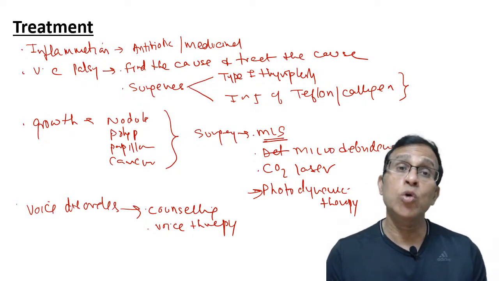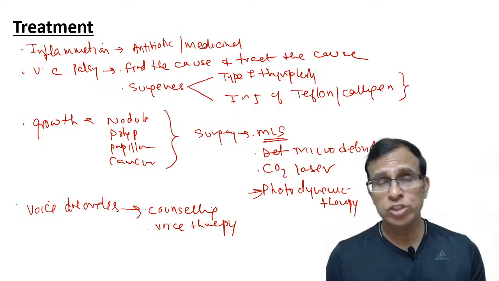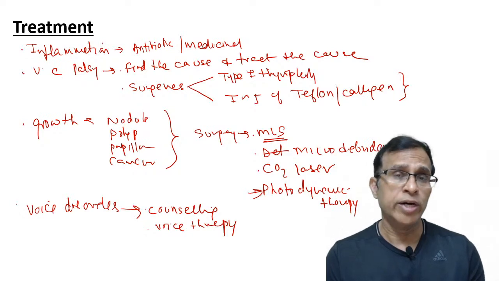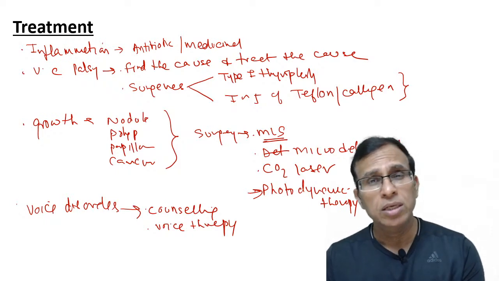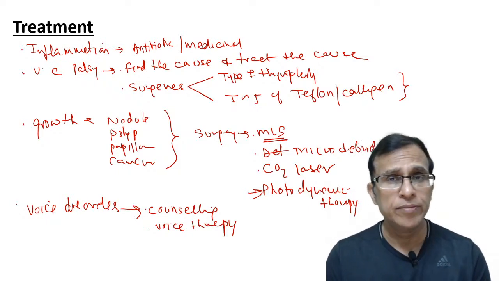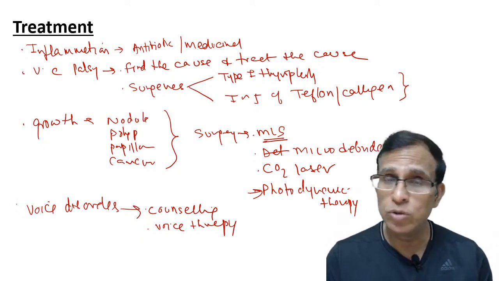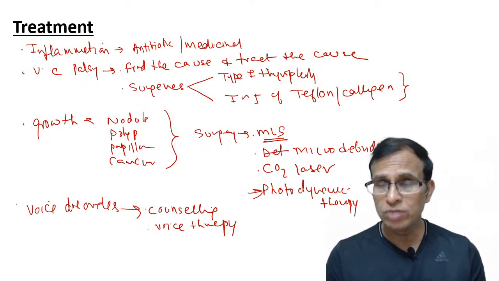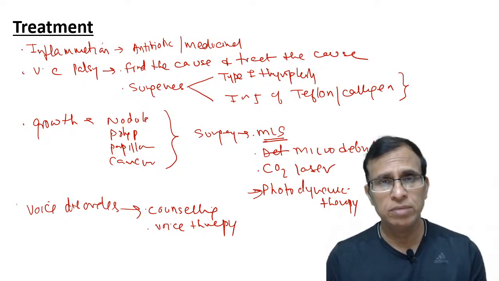Then growths. Now really, there's a very long list of growths that can cause voice change, hoarseness of voice. Right, simple growths like nodule to carcinoma can happen. Nodule, polyp, papilloma, cyst, granuloma, carcinoma, laryngocele, Reinke's edema, anything could be there. So really you have to diagnose and treat on the merit of the diagnosis. But in growths, most of the growths will require some form of surgical management.